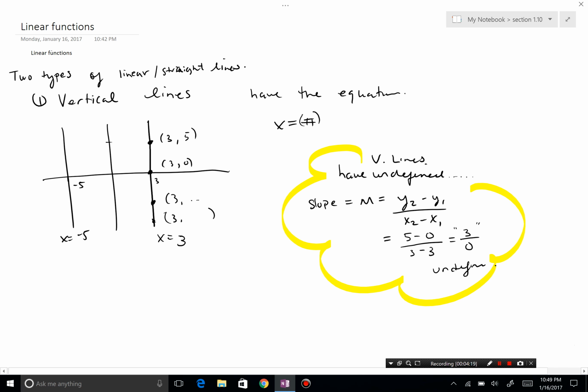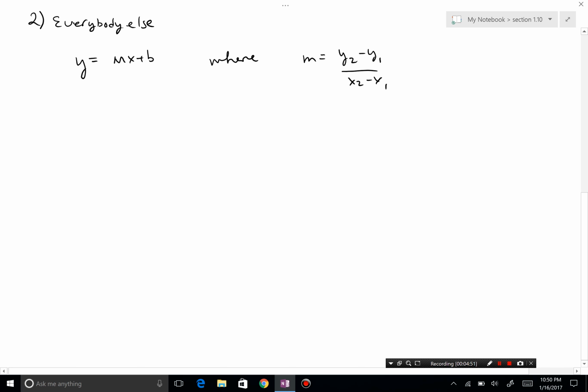Now, if we go back to the other kind of line, number 2, is everybody else. I guess that is the best way to put it. Now, who is everybody else? You're probably wondering. Well, every other straight line looks like this: y equals mx plus b, where m is the slope, so (y2 minus y1) over (x2 minus x1), and b is called the y-intercept.